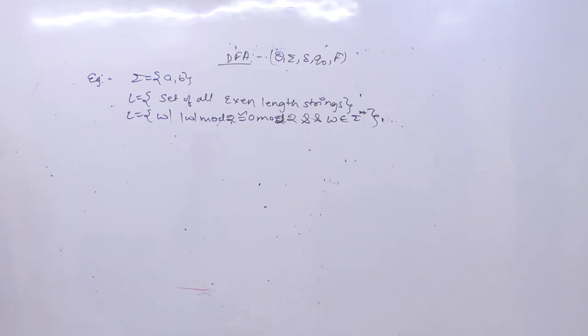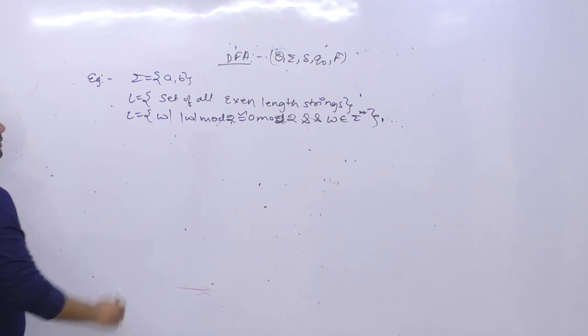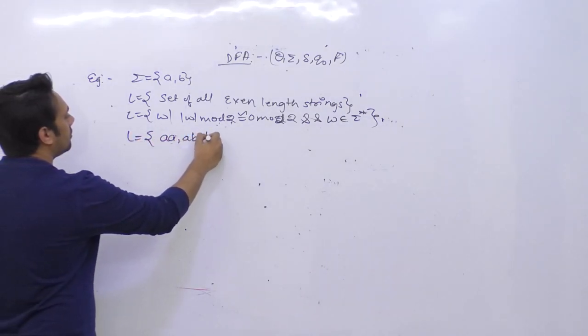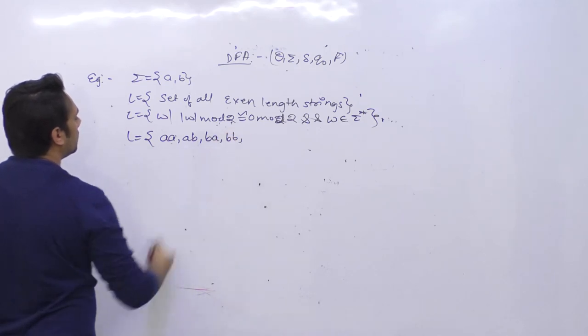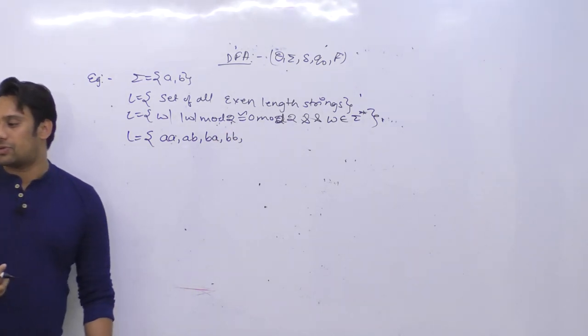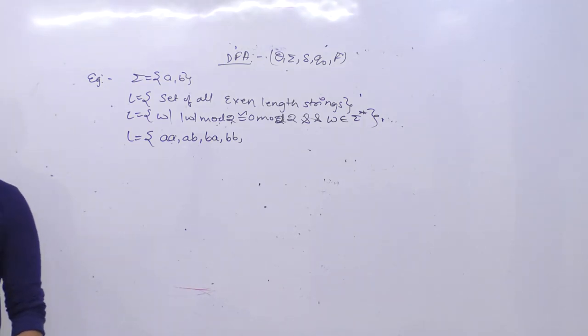So there are two ways of representing this language. First is your descriptive form. Second one is your set builder form. So yahan par in this language, what are the strings that will be present? The strings that will be present will be AA, AB, BA, BB. Just try to tell me, can we have epsilon here? Kya is language ke andar aapke paas epsilon ho sakta hai? Can we have epsilon here?